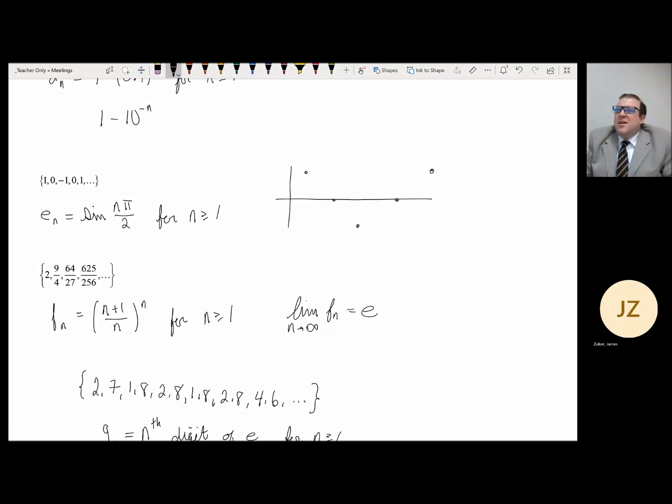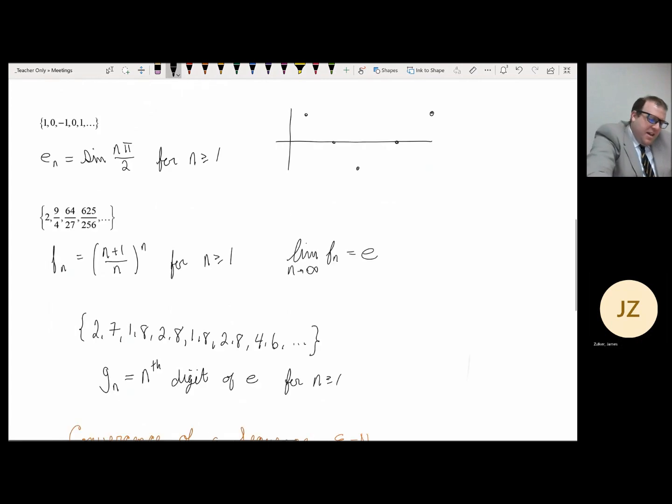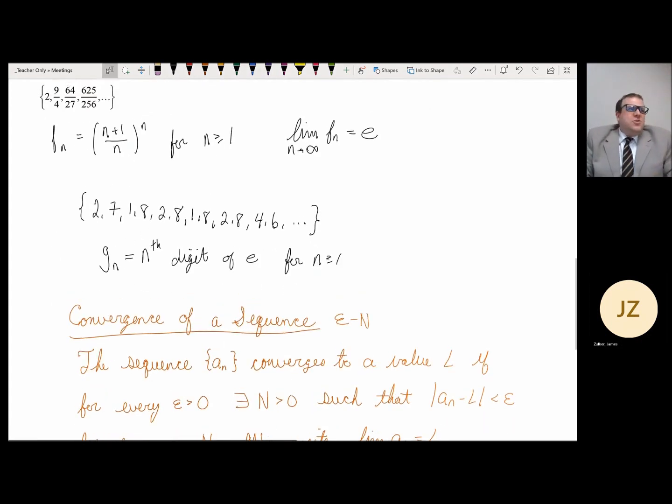How do I know that? I'm so glad you asked. I just use a calculator to calculate the limit. This is a bit of a beast to do by hand. Obviously, g sub n does not converge.